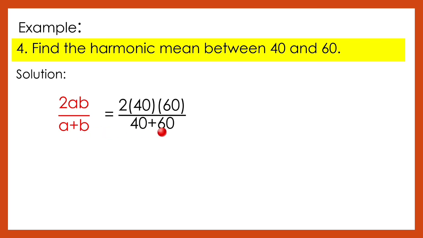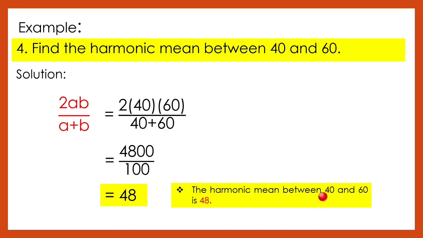Then, perform the operation. 2 times 40 times 60 is equal to 4,800. 40 plus 60 is equal to 100. And then, kunin natin yung quotient. 4,800 divided by 100 is equal to 48. Therefore, the harmonic mean between 40 and 60 is 48. So, ganun lang kadali. Ang tatandaan lang nating formula is 2AB all over A plus B.